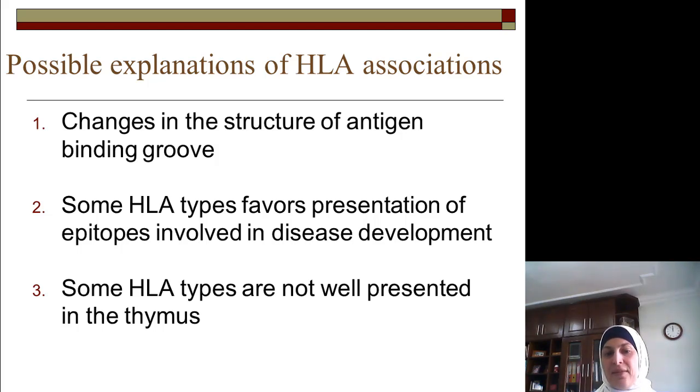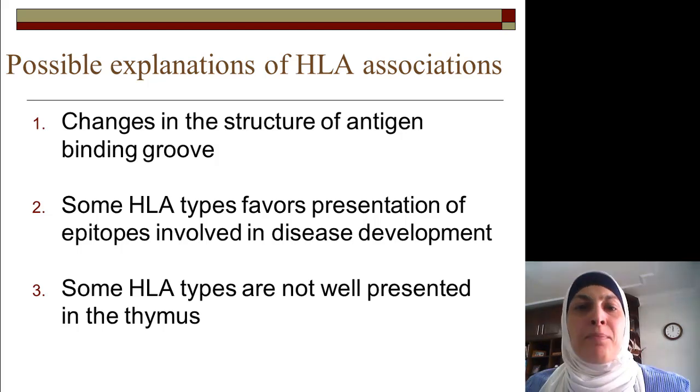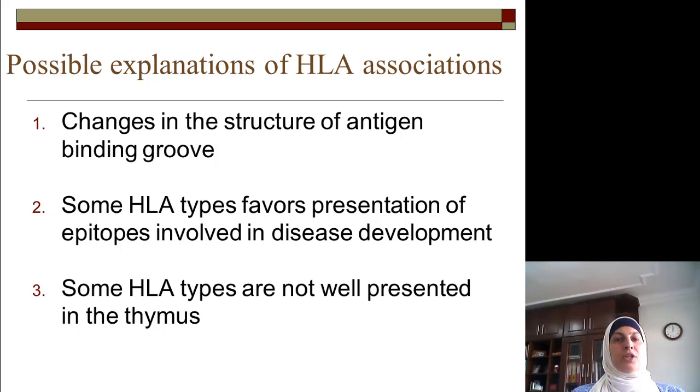This is another hypothesis. The third hypothesis is that some HLA types are not well presented in the thymus, so the T cell receptor that recognizes both HLA and the peptide would not have the chance to meet with this specific HLA peptide complex. So these cells would not be deleted and the autoreactive T cells would be present in the circulation. So these are hypotheses to explain why we have these real associations of HLA with the autoimmune diseases. All of them are related to the three-dimensional shape and structure of the HLA antigen binding groove.